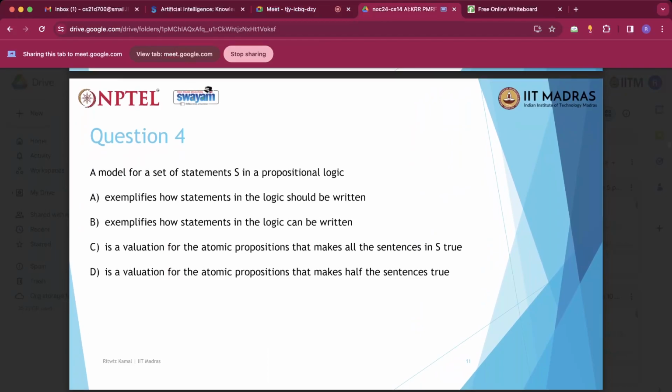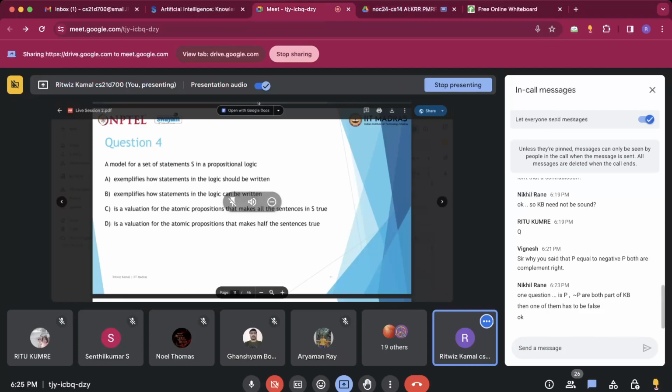Right, so I was talking about a model right now, right? So a model for a set of statements S in propositional logic, and which of these following options best suit the definition for a model? This is again straight from the course lectures, so I'll give you a minute or so to think about it, and then we can look at the solution.